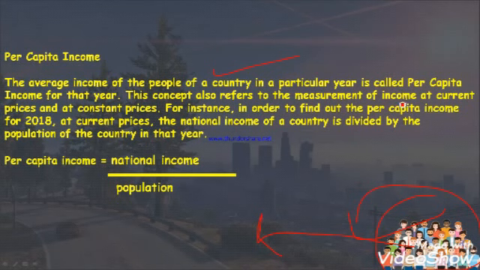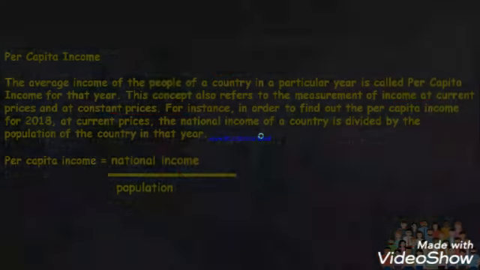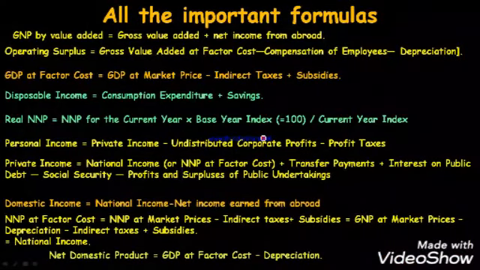This concept also refers to measurement of income at current prices and at constant prices. Current prices mean particular to a year, and constant prices mean prices which never change. The formula is per capita income is equal to national income upon population. Now all the important formulas are written here. I am not going to read them because you will get them in the notes, and I have explained each and every formula in detail. So just take the screenshot. I am waiting for you for 3 seconds.